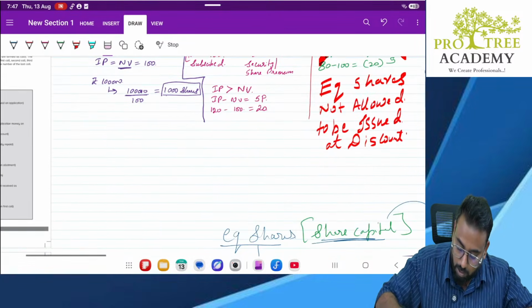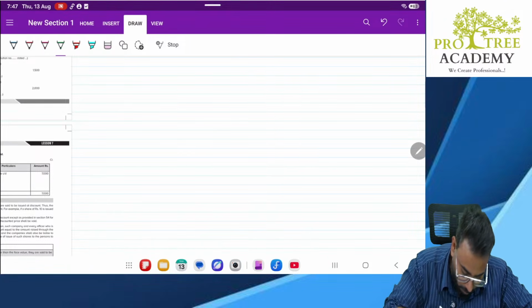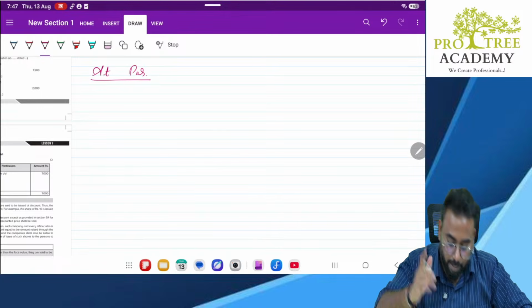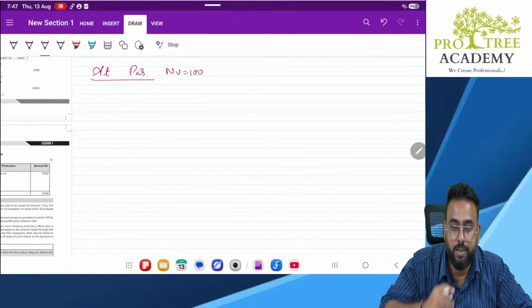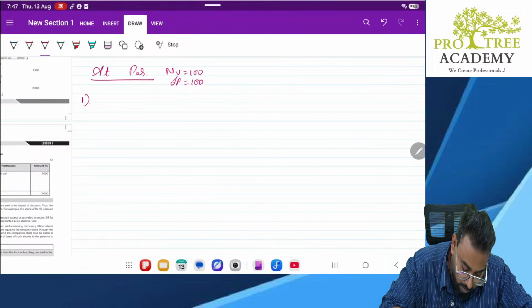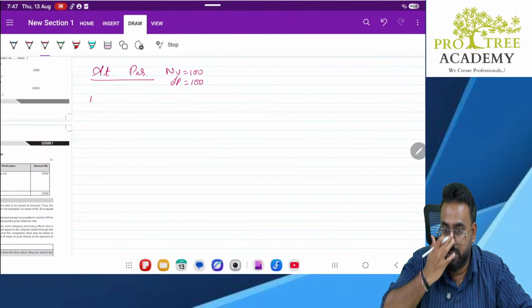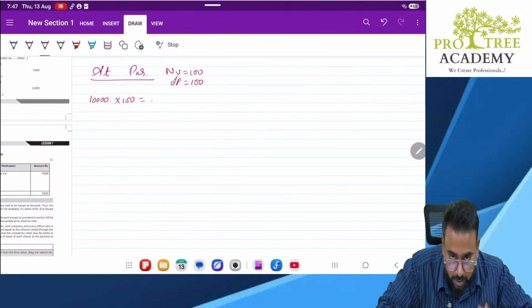Done? Okay. Now let's see the journal entries. First, at par. That means what? Shares are issued at par. So suppose nominal value is 100, then issue price is equal to 100. Okay? Now, suppose you are offering 10,000 shares for 100 each.